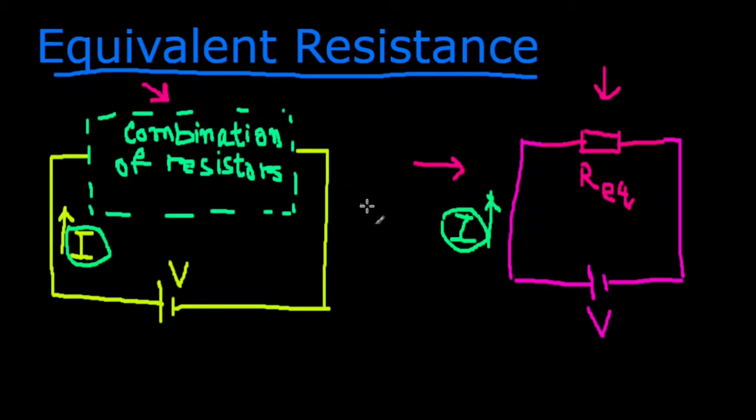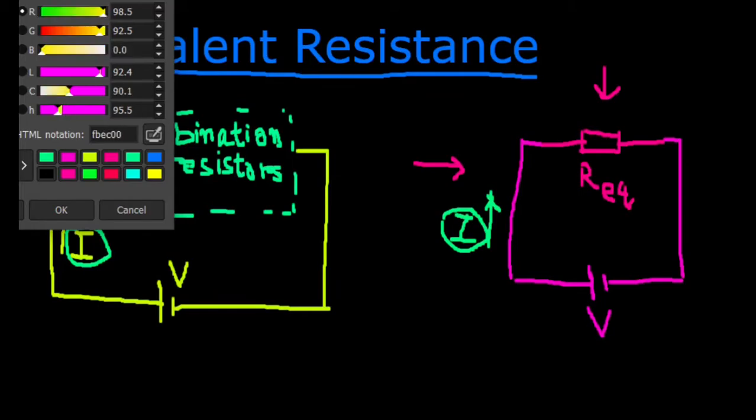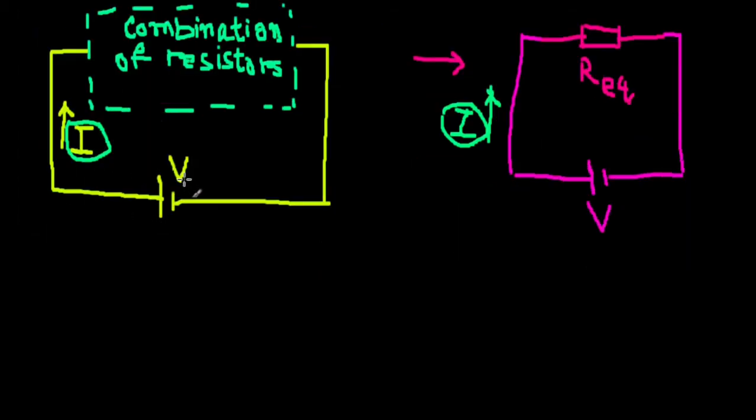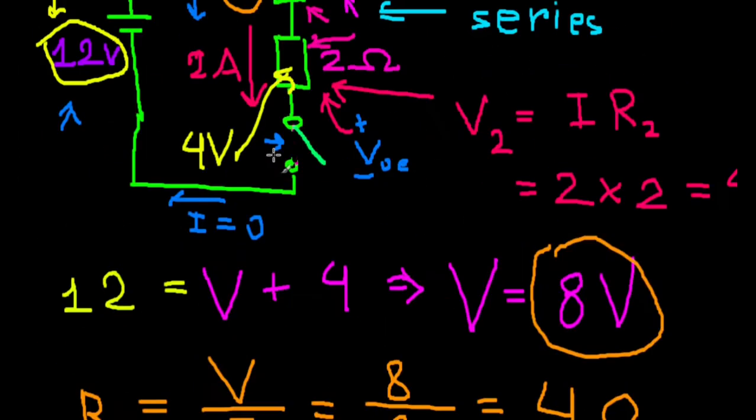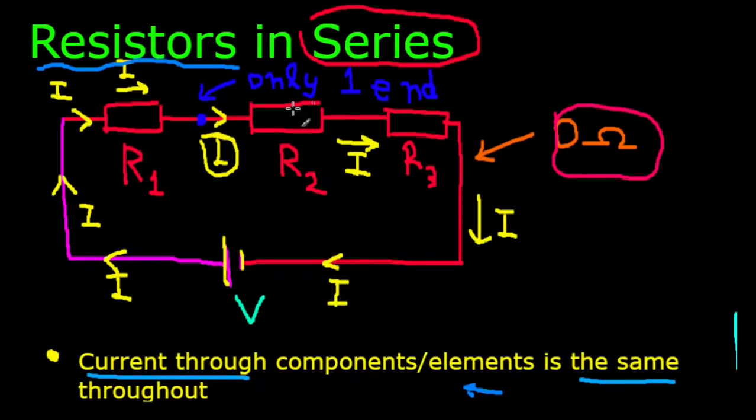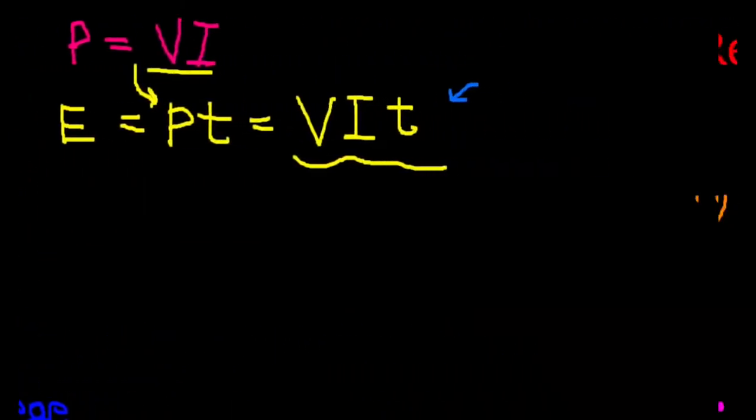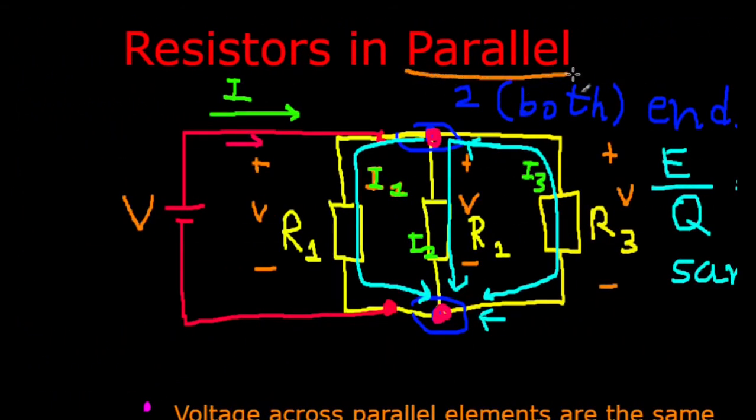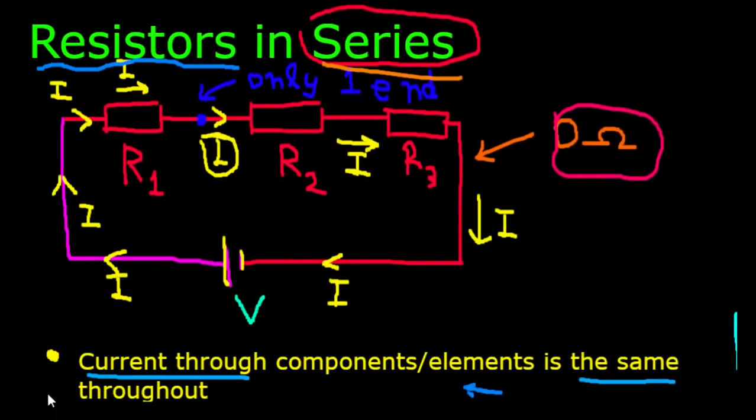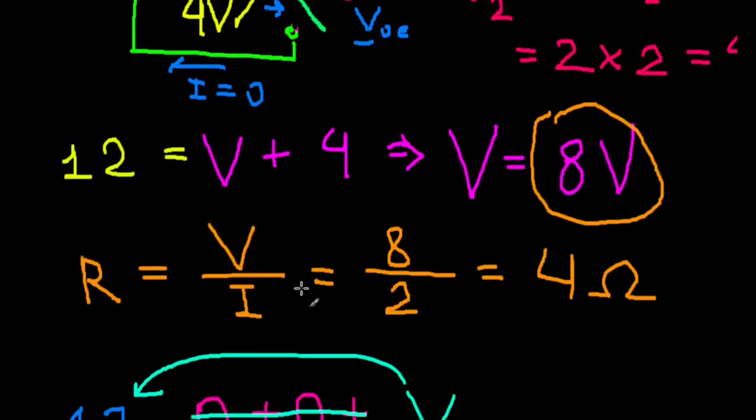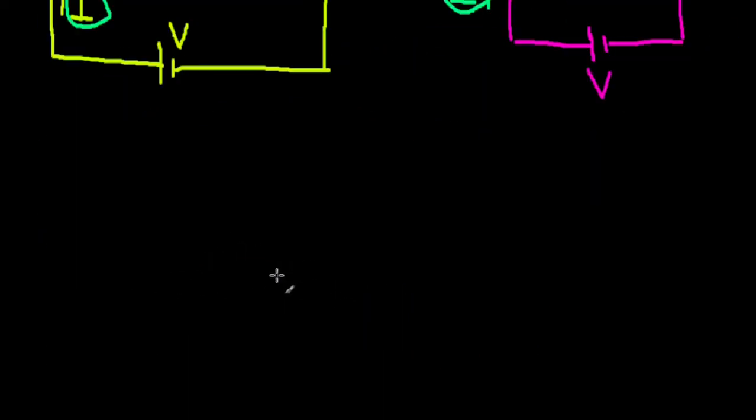All right, so now we have an idea of what equivalent resistance is. But now let's see what the equivalent resistance is for the two combinations that we have seen so far, series combinations and parallel combinations. What equivalent resistance do they have? Let's see if we can find some formula for them.